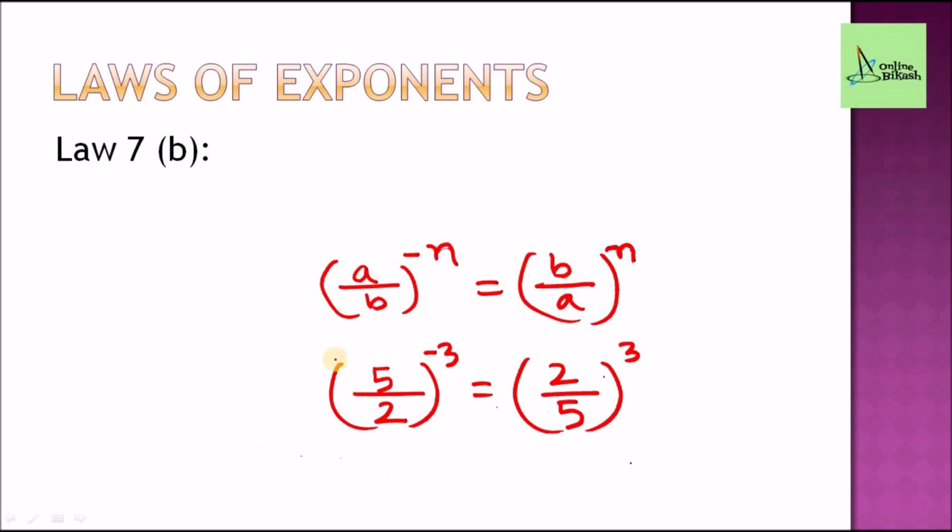So 5 by 2 whole to the power minus 3. Try to understand with this example. 5 by 2 whole to the power minus 3. The power is negative 3. To make it positive 3, you just need to change this 5 by 2 into its reciprocal, that is 2 by 5. So I think you have understood this.